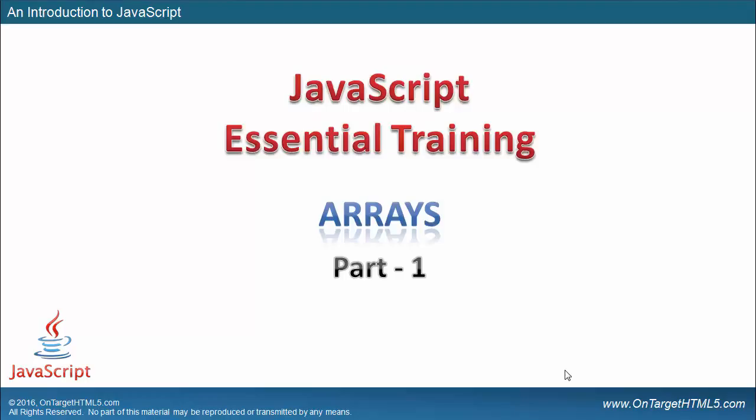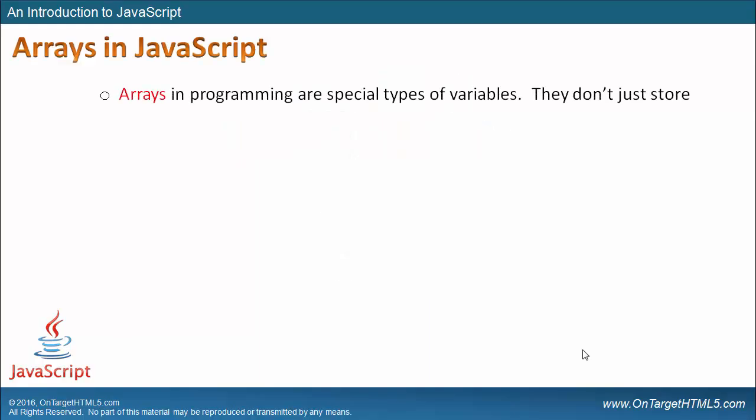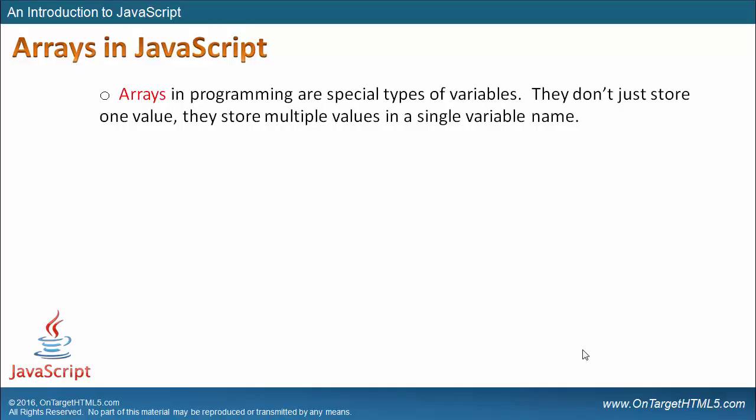There'll probably be 2 or 3 parts to this because there's a lot of different things we can do with arrays, and they're actually a very important aspect of programming in JavaScript or in any other language for that matter. Alright, so the first thing, arrays in programming are special types of variables. They don't just store one value, they store multiple values in a single variable name, and that's what makes arrays so unique. We can store hundreds of values in an array, and with multi-dimensional arrays we can actually store arrays inside of other arrays, and you'll see that as we work through these lab exercises.